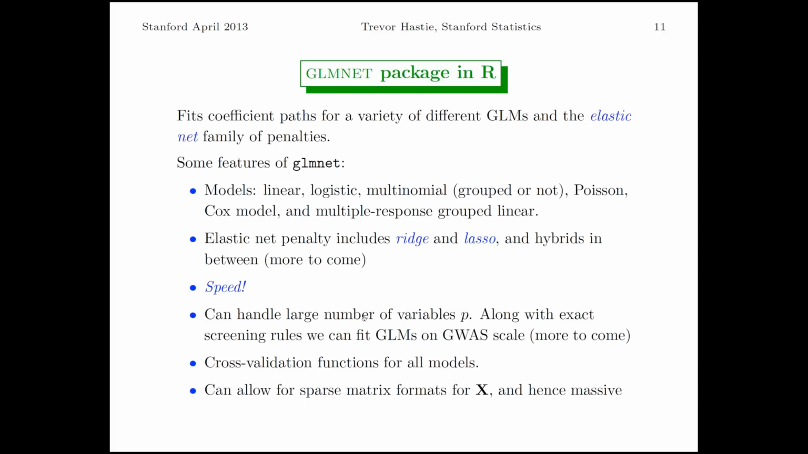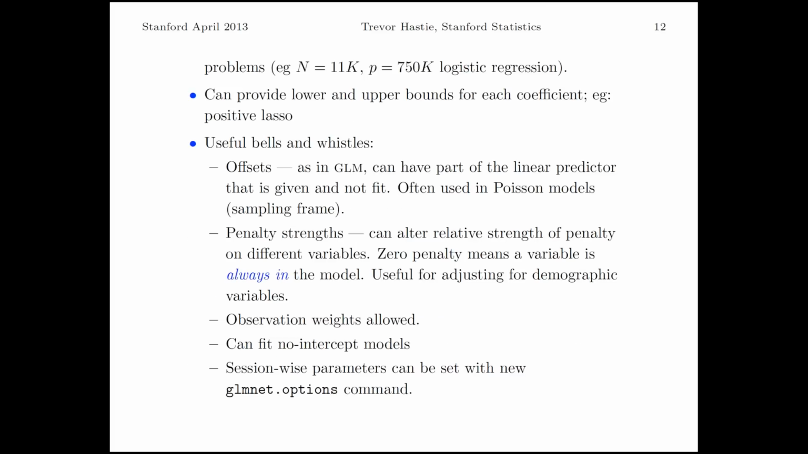We can handle large numbers of variables. And I'm going to tell you about some exact screening rules that help us fit GLMs on a GWAS scale. In other words, millions of variables. And I'll tell you about that. We have cross-validation functions for all the models. Importantly, we can allow for sparse matrix formats for X. So the X matrix, if it's sparse, that will allow for massive speedups, and you'll see why.